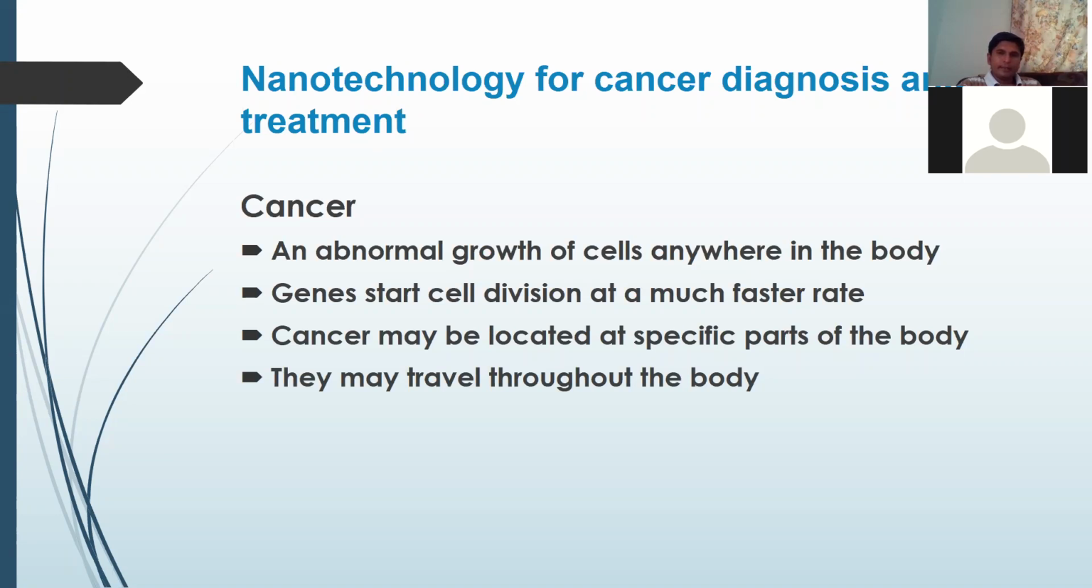Cancer may be located at specific parts of the body, or it may travel throughout the body. As an example, I may quote blood cancer. In case of blood cancer, the cancerous cells may travel throughout the body. And in case of tumors, they may develop at a specific point in the body, right? So cancerous tumors may be site specific, location specific, and develop at a particular location. And the cancerous cells may also travel throughout the body. The example is blood cancer.